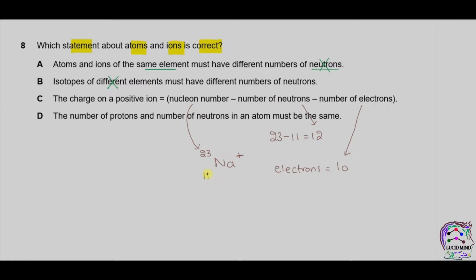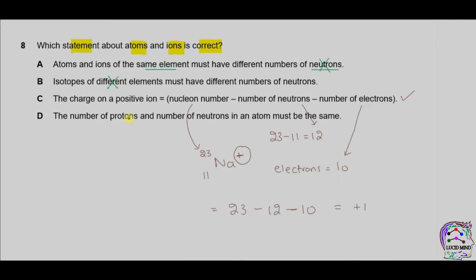So we can use this formula. Charge on positive ion is equal to nucleon number 23 minus number of neutrons, which is 12, minus number of electrons, which is 10. So 23 minus 12 minus 10 is equal to plus 1. Now we can see that the charge on sodium is plus 1, so therefore this one is correct.